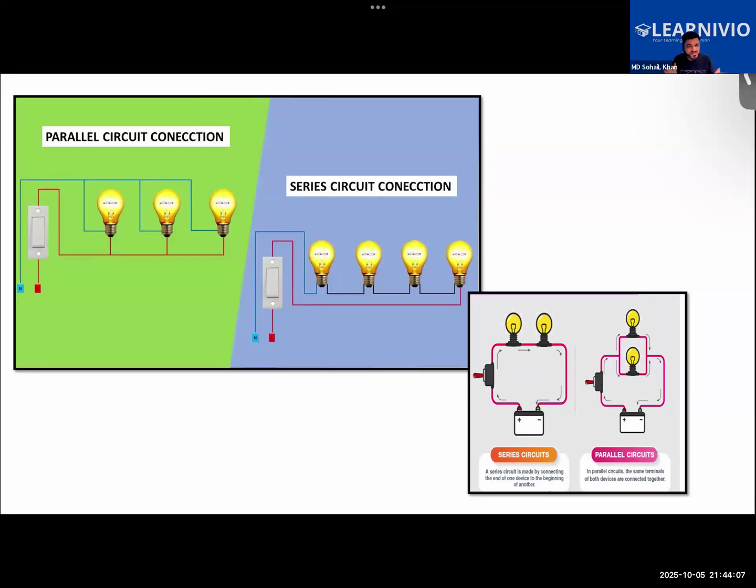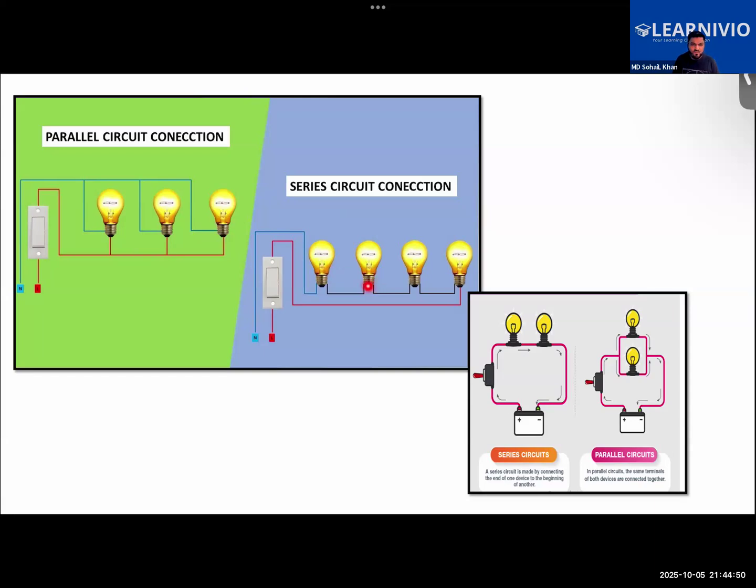Parallel connection is used, because we know that appliances, whether it be bulbs or any other appliances, can be connected in two different manners. In one, the like terminals of the appliances are connected together. For example, the positive terminals of all the appliances are connected together with this wire, and the negative terminals of all the bulbs are connected together. Such a connection, where the like terminals of the appliances are connected together, is called a parallel circuit connection.